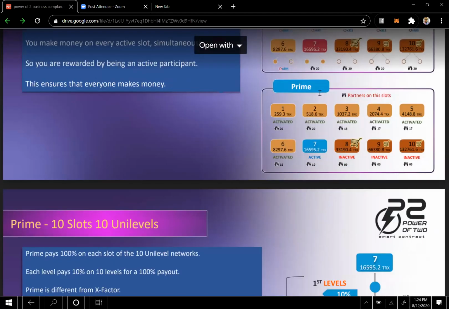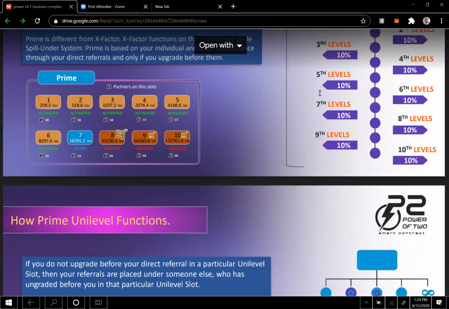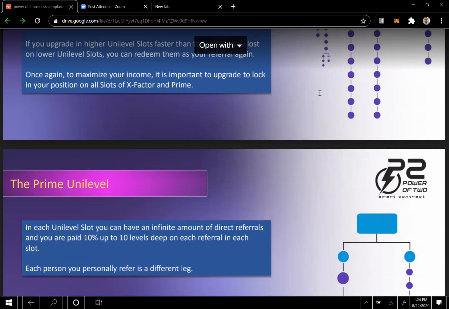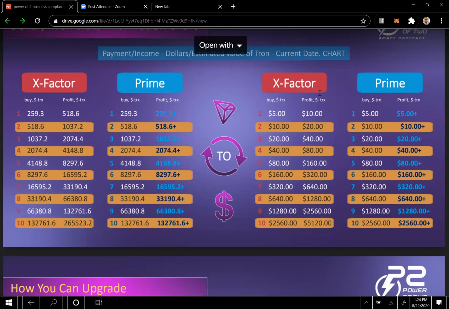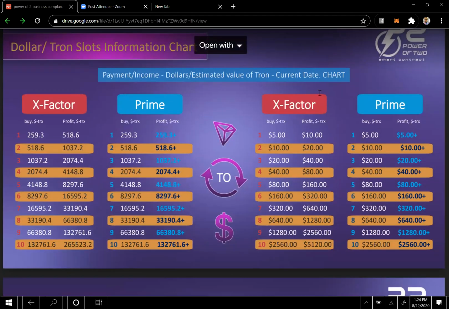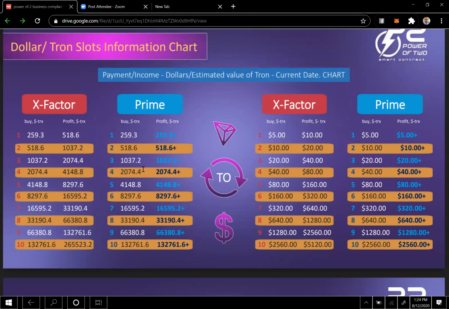Now, somebody will say, oh, how much does it cost to buy a slot? On the left side, it gives you the coin price, which is Tron or TRX. However, it's all the same thing. Tron or TRX, it's all the same thing, guys. So X Factor gives you the coins in X Factor and it gives you the coins in Prime.